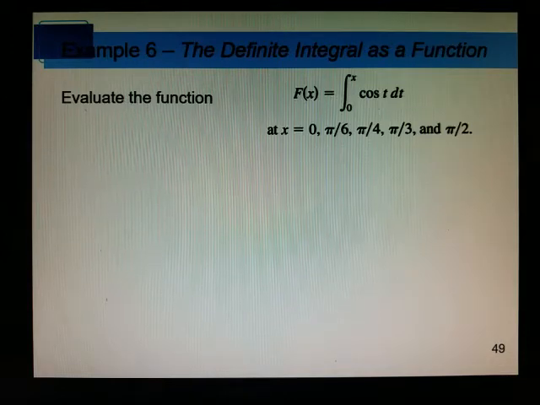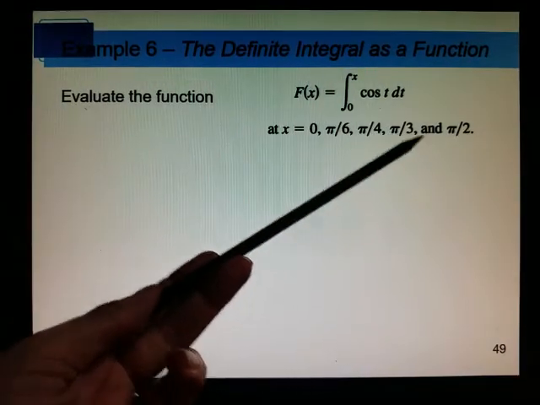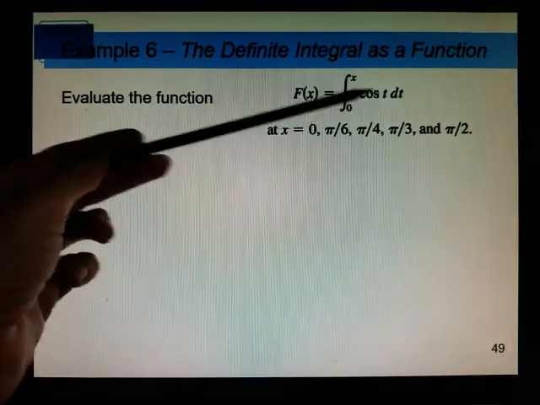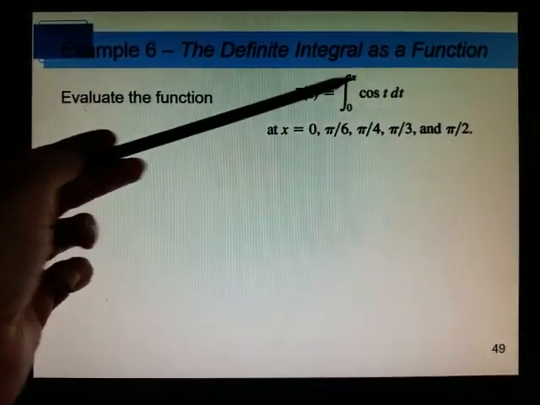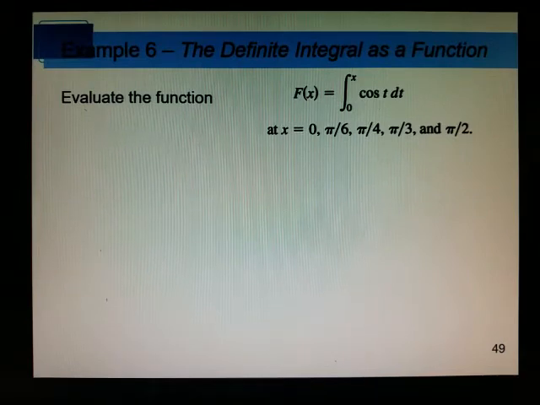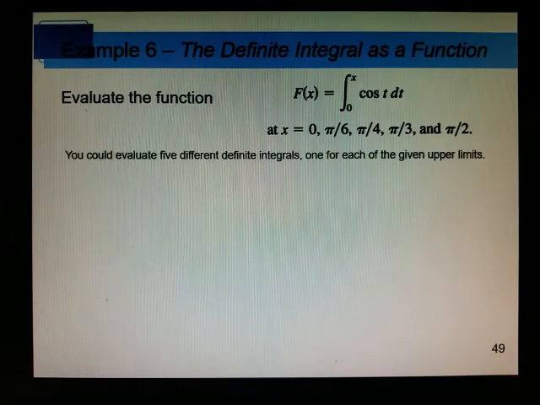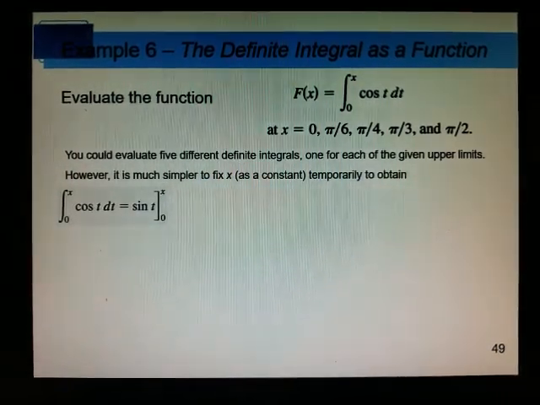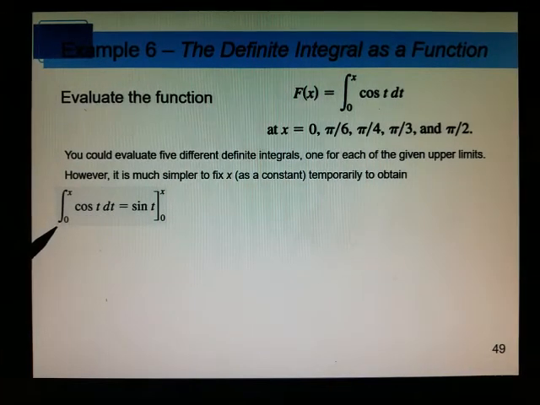So I need to evaluate this function. I notice here I'm supposed to evaluate it at x is 0, then pi/6, pi/4. In other words, I'm supposed to do the same problem with x being 0, pi/6, pi/4, pi/3. So it might be better just to integrate it first and then go through and plug in all these values for the x's. So we go ahead and just do our integrating. The derivative of the sine is the cosine, so that's where I got sine of t. Plugging in x minus plugging in 0. So we plug in x, that'd be sine of x.